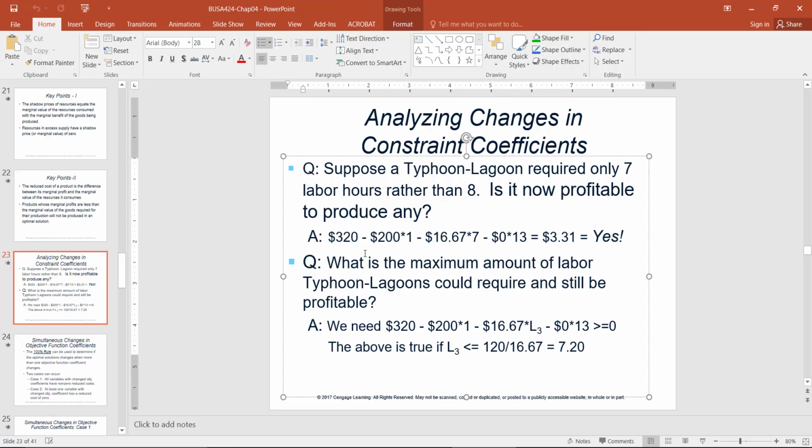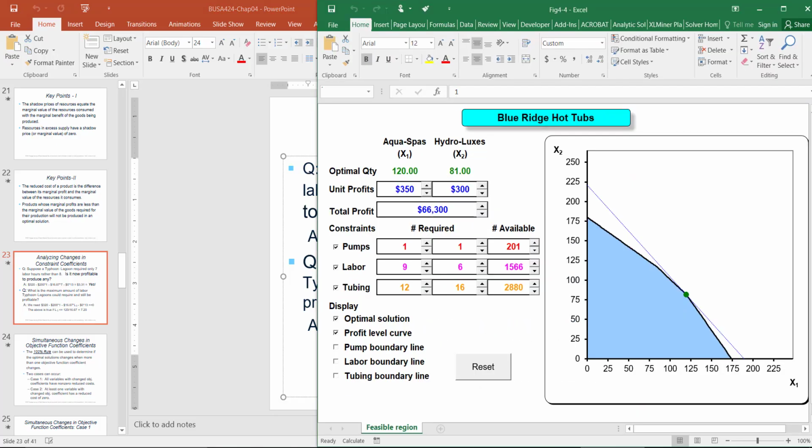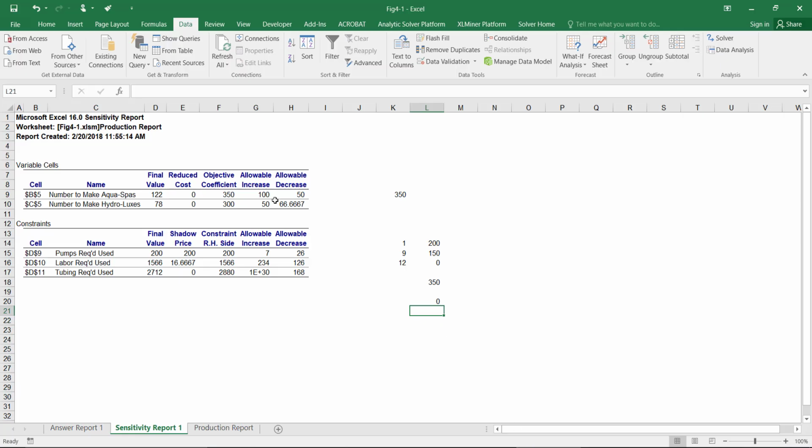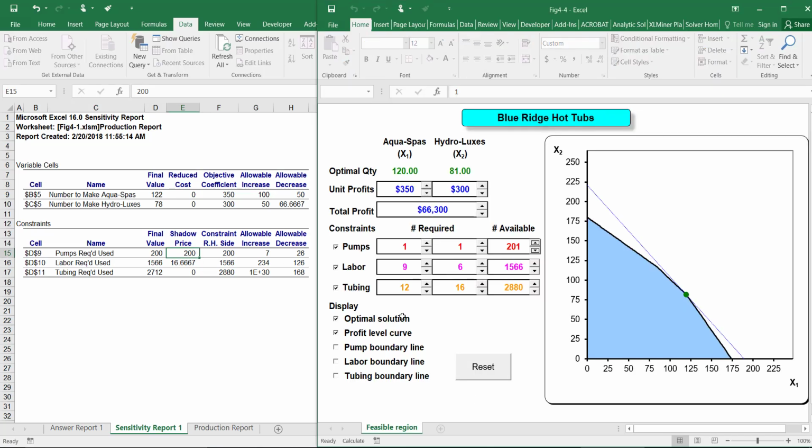To do so, we need to compute the reduced cost, that is the profit that this product makes minus the cost of this product. So the cost associated with this product is the 1 unit of pump, which is multiplied by 200, which is the cost associated with the pump. So in this example, the shadow price of the pump is 200.